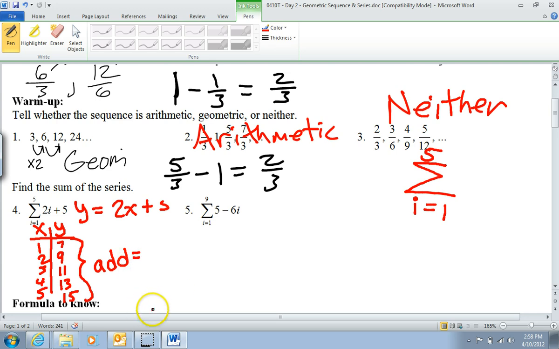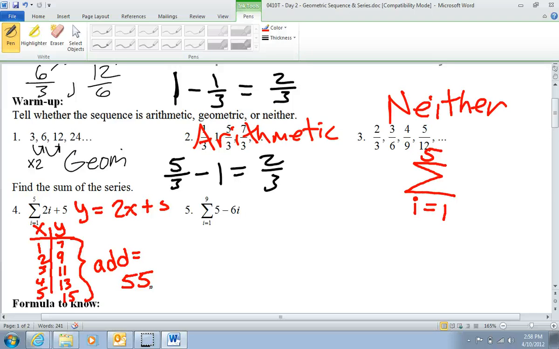Add them up. What do you get when you do that? 55. Oh, that's it? That's it. Okay? So for number 4, that's definitely the fastest way. Just put it in your calculator and add them up.